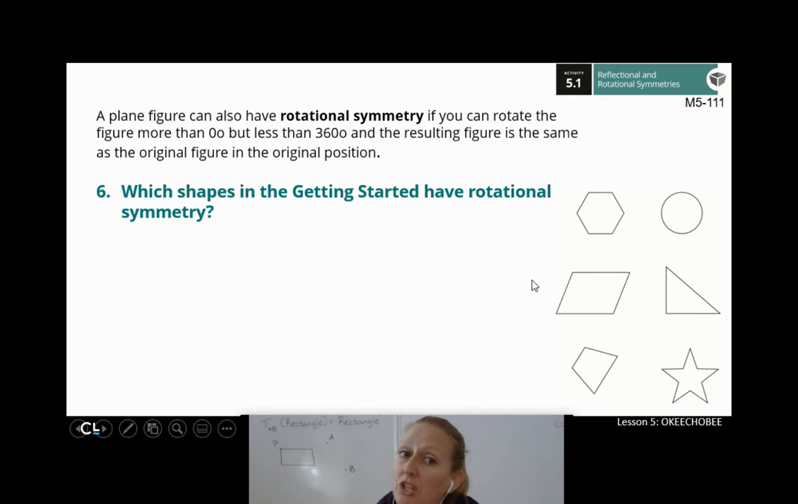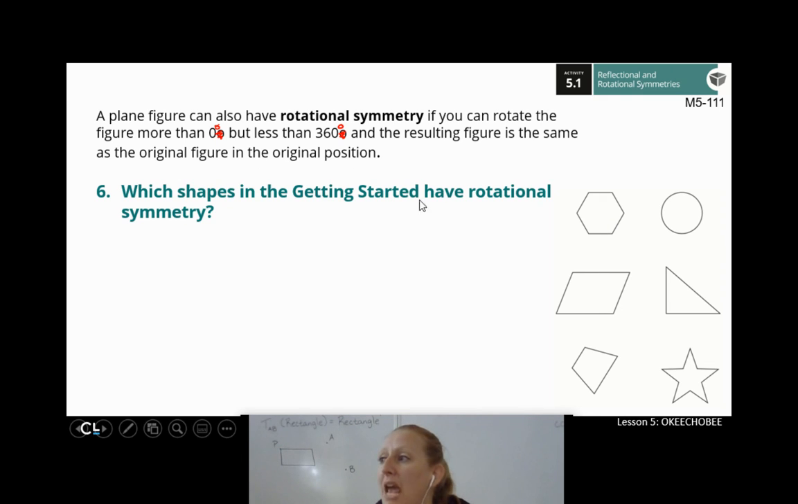A plane figure can also have rotational symmetry. Here's our other key term on page 111. If you can rotate the figure more than 0 degrees, those are supposed to be degree signs, sorry about that, but less than 360 degrees, and the resulting figure is the same as the original, you have rotational symmetry. I can turn it a certain number of degrees, and it'll end up right on top of itself. It has to be more than 0 and less than 360.